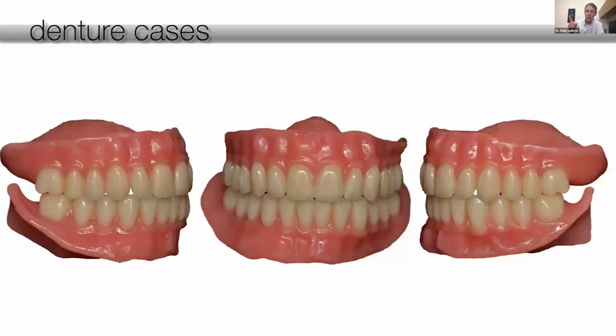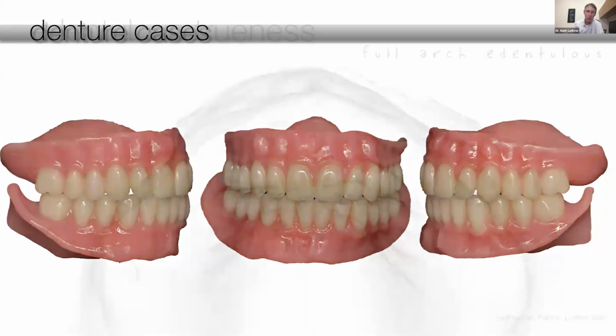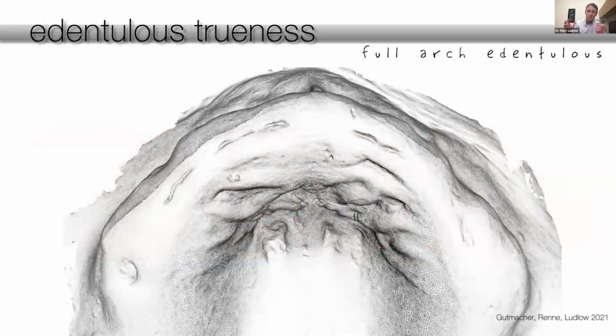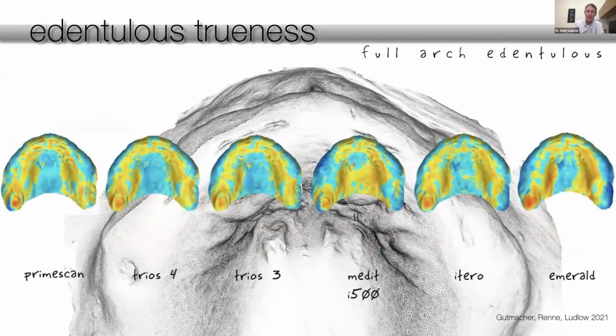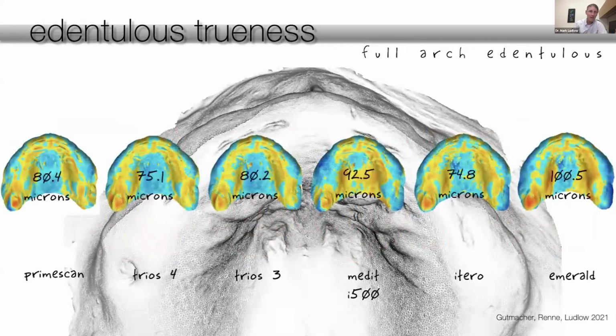Now, the question I get all the time, and we'll end on this, is, well, what about the fully edentulous patient? Can I scan them for dentures? And the reality is you can. If you look at our data, again, you see pretty good results. Again, we see it's starting to decrease a little bit from an accuracy perspective because it's all tissue, but you're between about 75 and 100 microns.